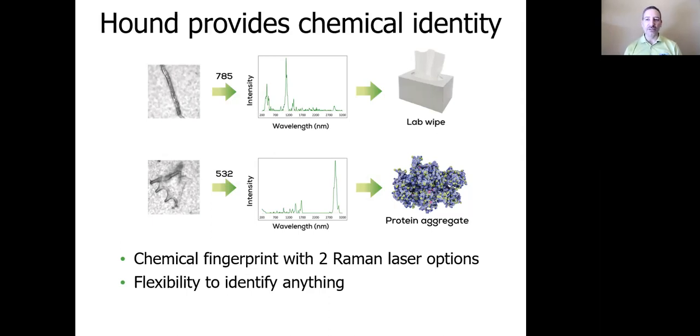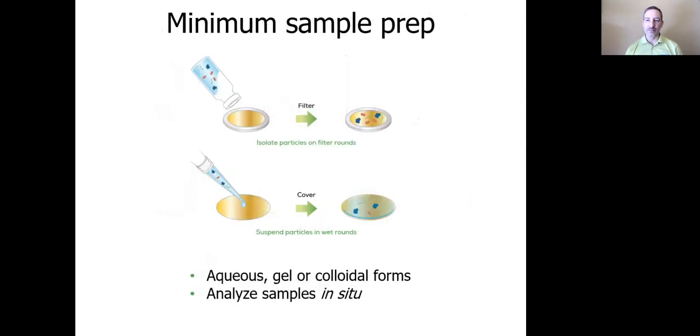And so 532 will be really good at picking up things that might autofluoresce on their own. So that could be a protein, if you're working with protein biologics, drug formulations. It could also be, say, a fiber that might have a dye on it, which could autofluoresce. And so it can basically pick up things that 785 doesn't give a good spectrum for. So Raman gives a great chemical fingerprint for pretty much any material that you have. And so with two different wavelengths, you have the ability to essentially identify everything.